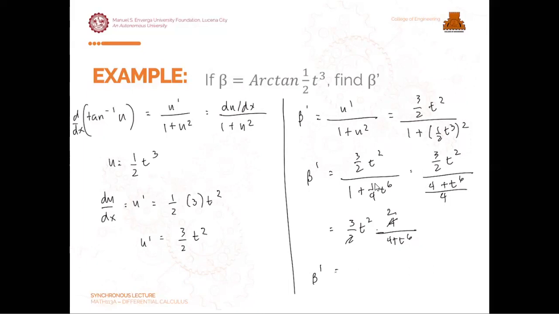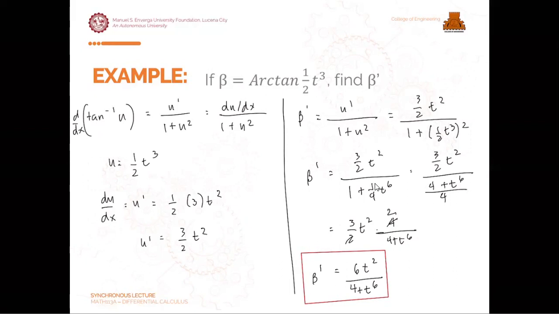So beta prime will be 6t squared all over 4 plus t to the 6. That will be our final answer for this one. So it is like plug and play. If you know the formula you need, then you just follow the formula. Okay?